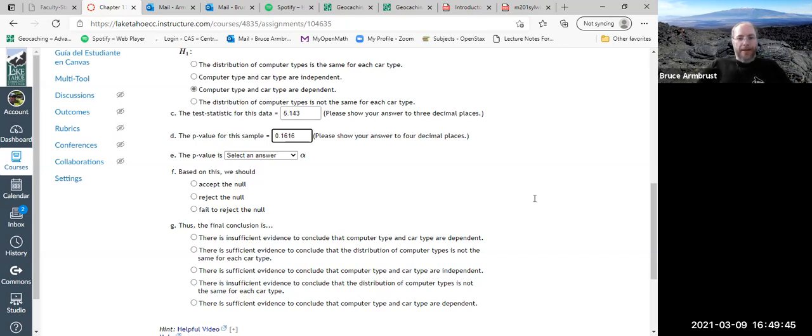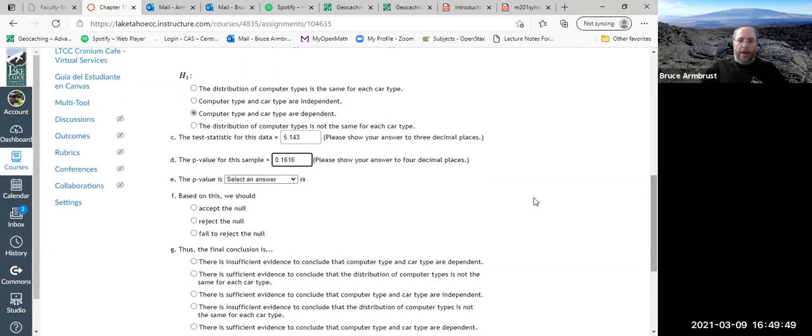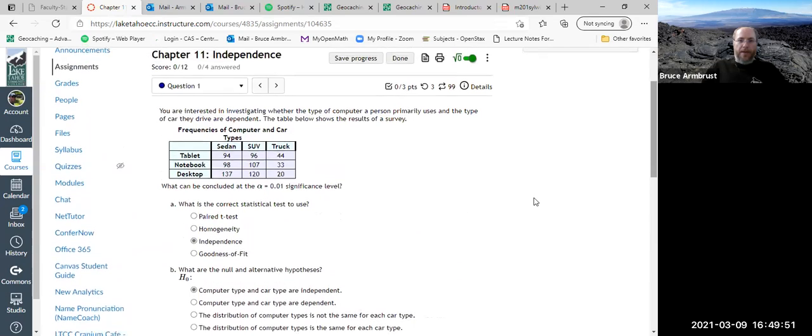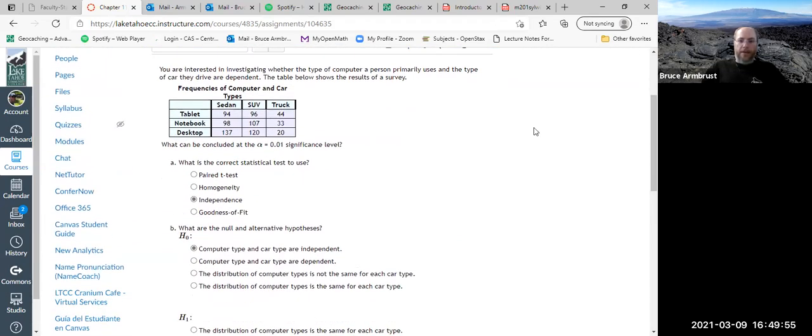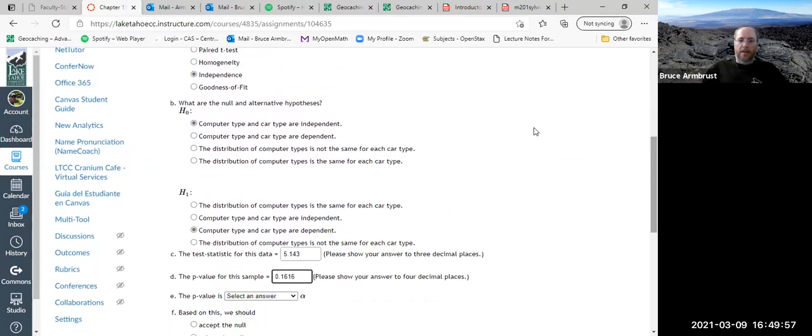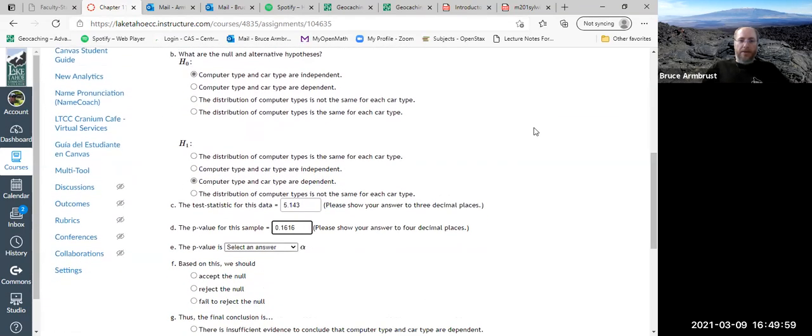All right, so now how does that compare to alpha? Well, if we go back and see what alpha was, 1%, 0.01. So our p-value is bigger than that, which tells us we should fail to reject the null hypothesis.